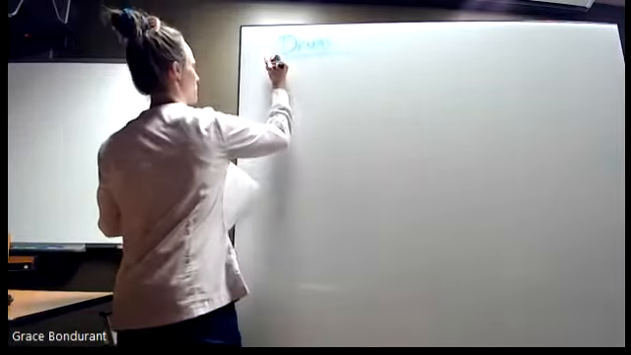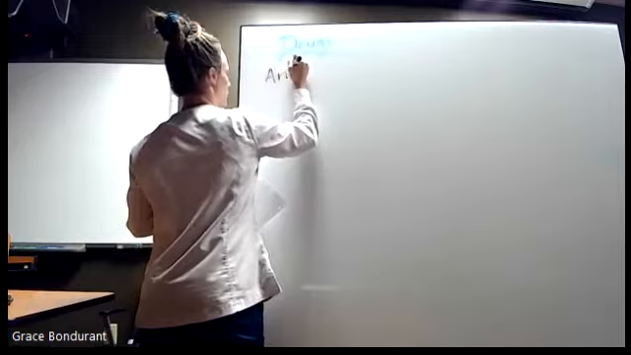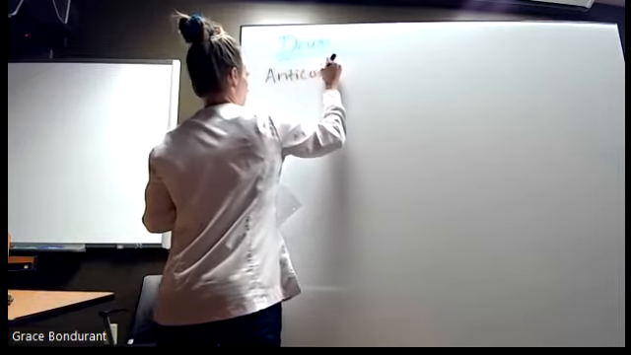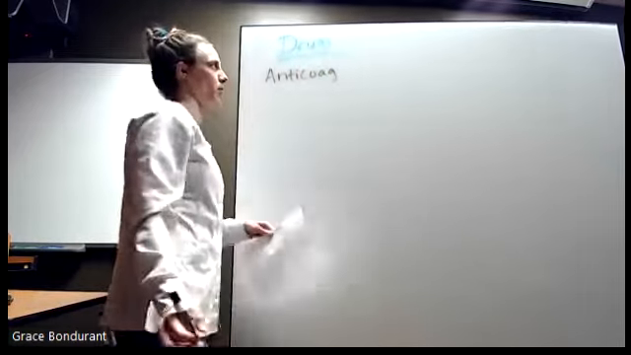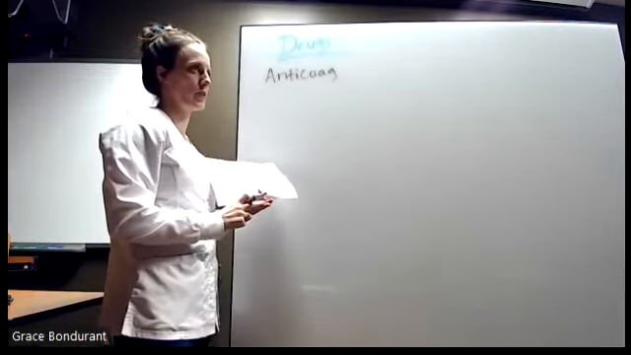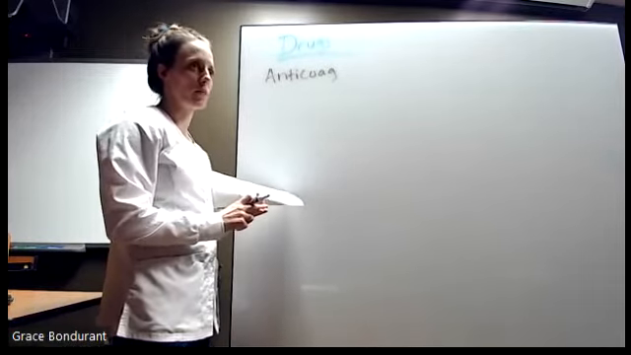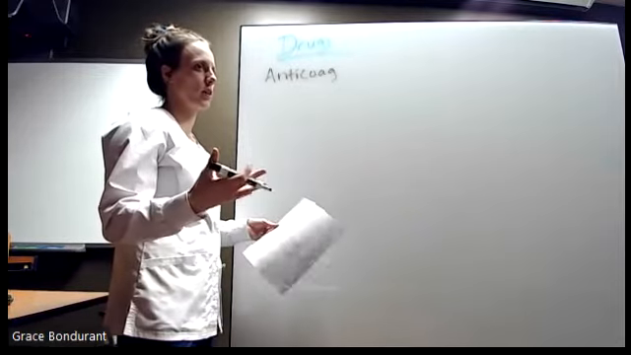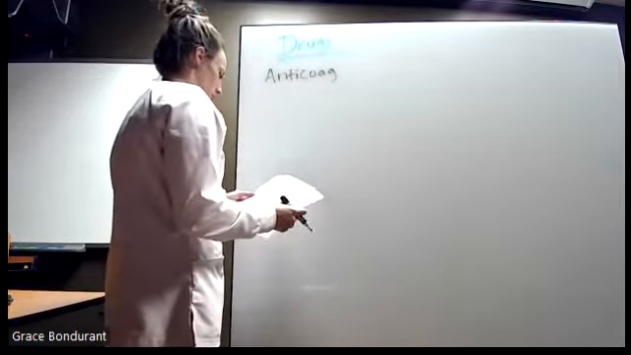Okay, so the first one is going to be anticoagulants. This is something you're going to want to be on, especially if you have a high risk for stroke, or if you've had a stroke, or if you have AFib. You're going to want to be on anticoagulants to kind of prevent stuff.